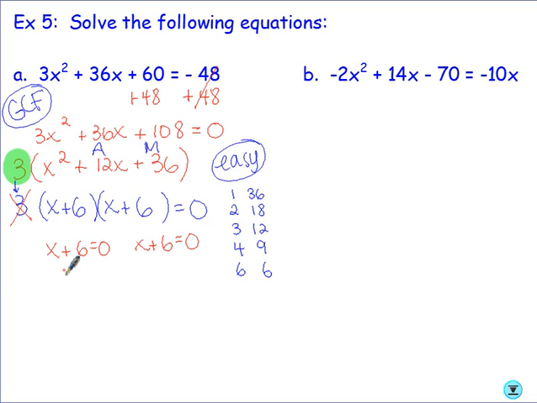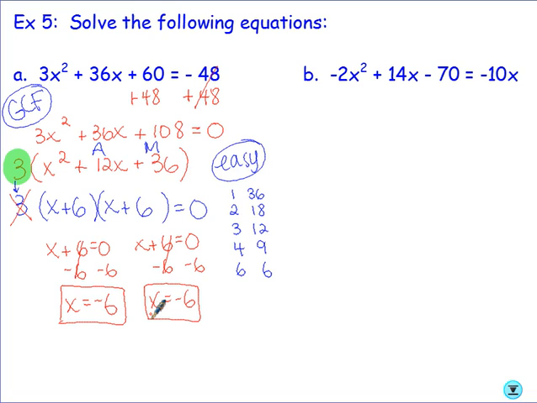So I'm going to subtract 6 from both sides, and I get 0, take away 6 is negative 6, and the same thing over here. I get asked, can I write it one time? Sure. Can I write it 2 times? Sure. Doesn't matter as long as you realize that they're both the same answers. Okay, pause the video. Try B on your own.